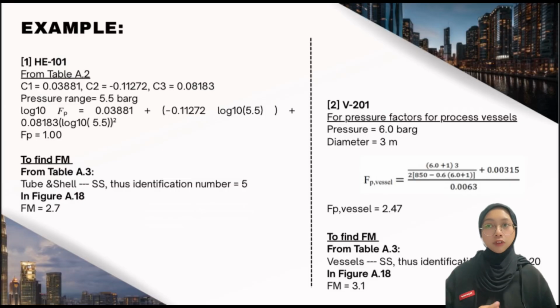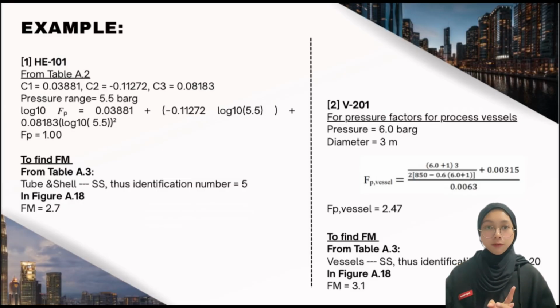And the pressure range, we get 5.5 bar. So we use the second formula, which is log Fp equals 0.03881 plus negative 0.11272 times log 5.5 plus 0.08183 times log 5.5 squared. And then we get the Fp value is 1.0.